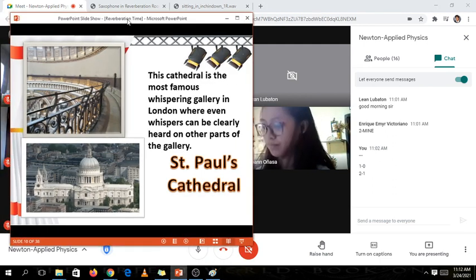The structure of St. Paul's Cathedral is a circle building. That is one of the reasons why sound can circulate, so you can hear even whispers from the other side.